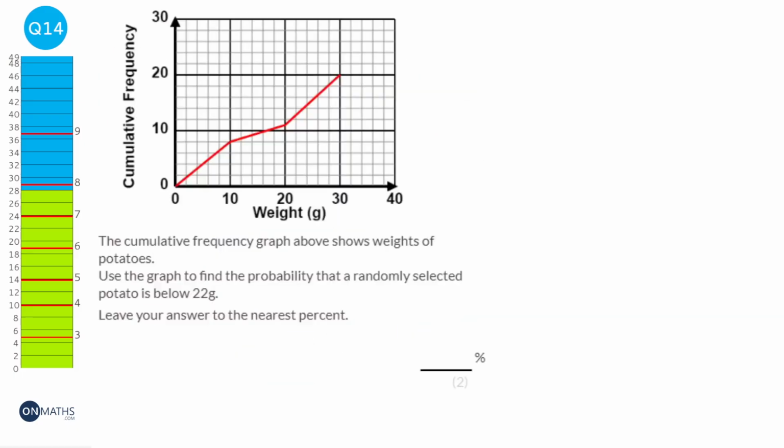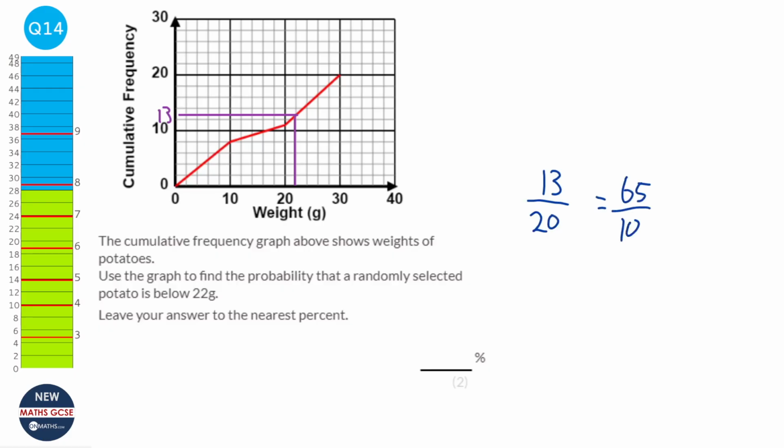So we're going to first of all find out how many potatoes were below 22 grams. So we're going to draw a line up at 22 and a line across, and that is 13. So there are 13 potatoes below 22 grams. And so to work out the probability of picking one below 22 grams, it's the amount that we have below that weight, over the total amount of potatoes, which will be 20. So it'd be 13 over 20, which is equal to 65 over 100. So that would be 65%.